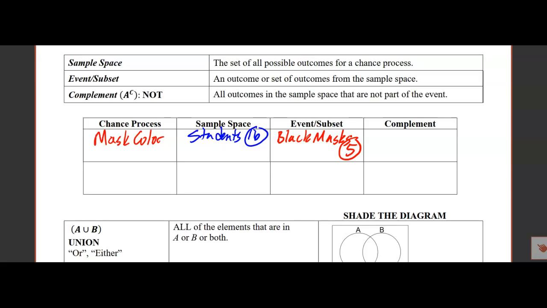The complement is essentially not. So if 5 people have black masks, how many people do not have black masks? 11. And how do we know it's 11? Okay. So essentially this is an example of it's either or. Either you have on a black mask or you don't have on a black mask, okay? So complement is everything except for, okay?